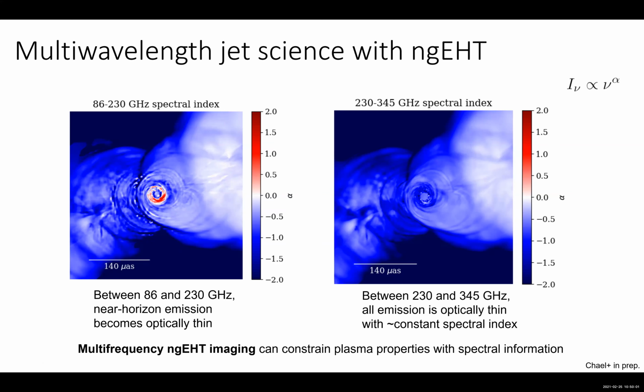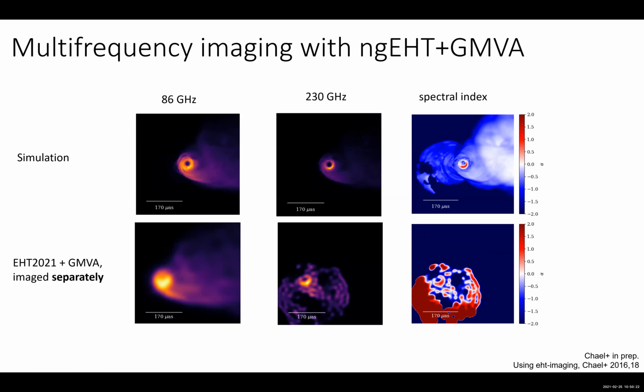So multi-frequency imaging, capturing the spectral index behavior between pairs of frequencies and its evolution over this whole range of frequencies, can constrain the plasma properties with the spectral information and give us another tool in our toolbox, in addition to things like total intensity imaging and polarization. Just to give a taste of how this works, here's the simulation at 86 gigahertz, 230 gigahertz, and the spectral index map between the two, where you see this difference between the emission right around the black hole and the extended jet.